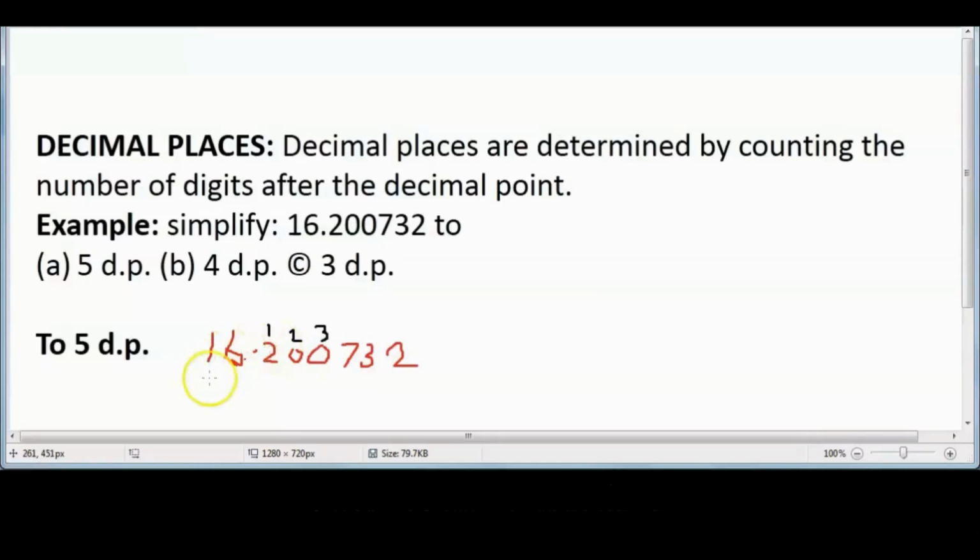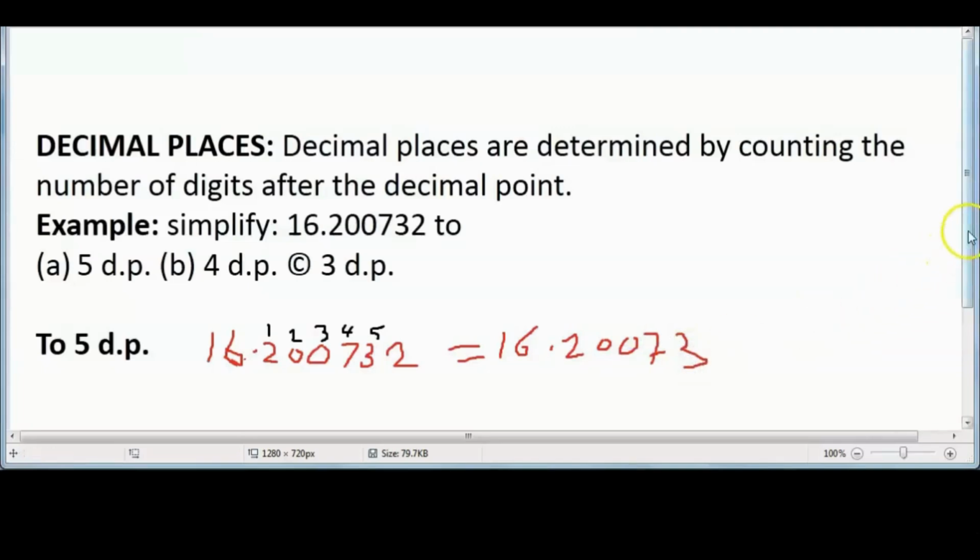Let me go again. 1, 2, 3, 4, 5. So I will stop here. That means 16.200732 to 5 decimal places will be equal to 16.20073.